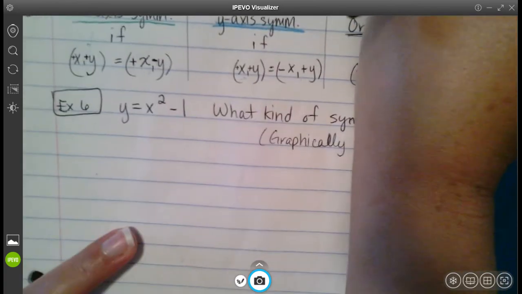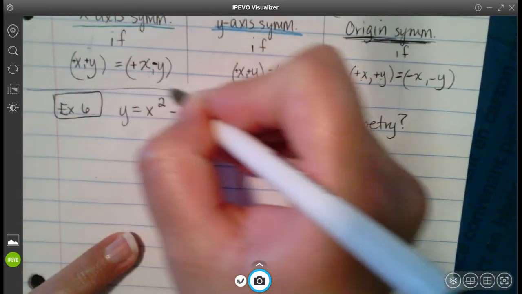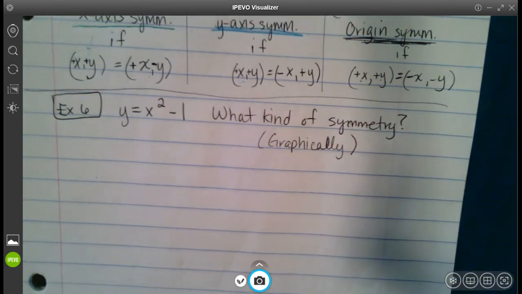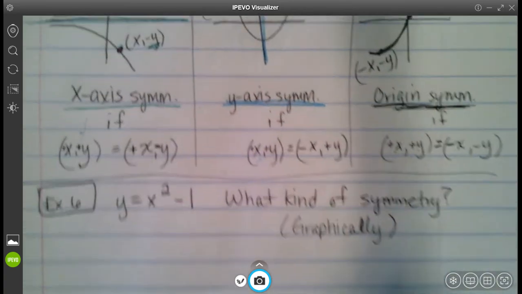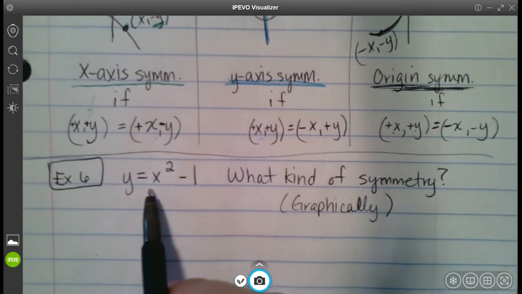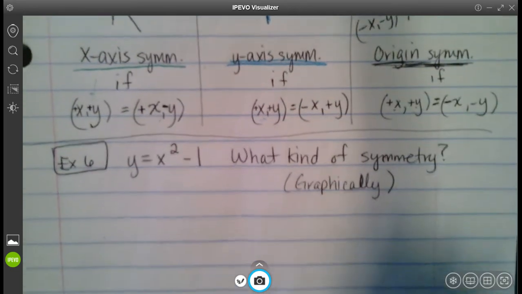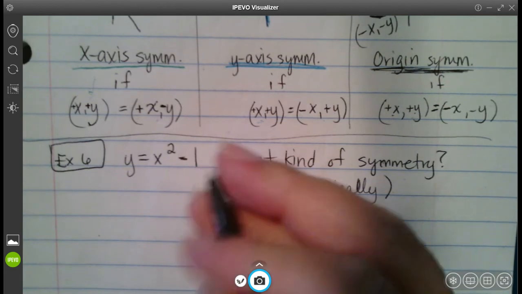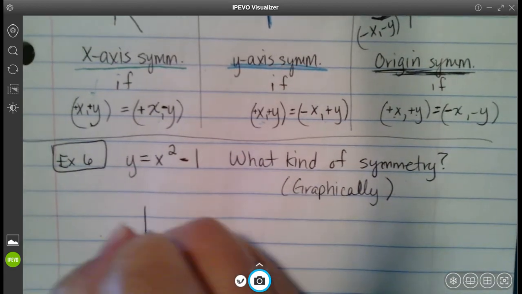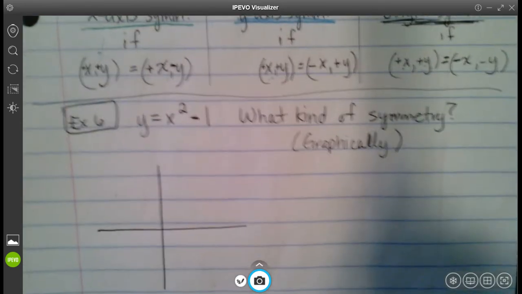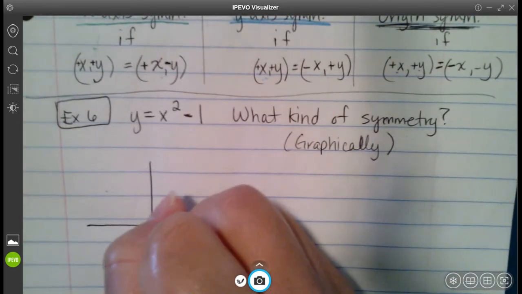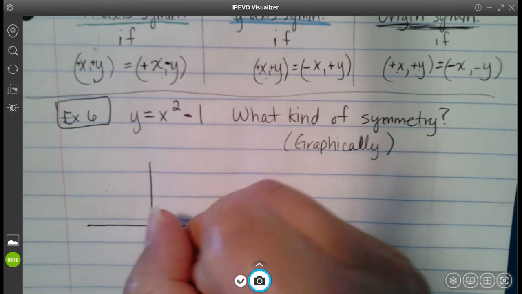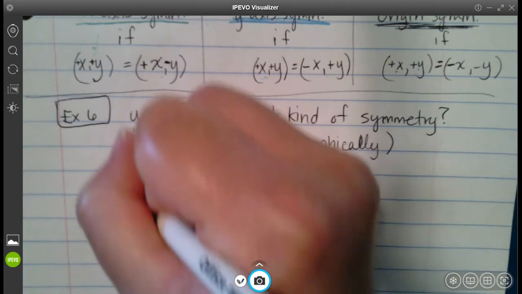All right. So let's go ahead and start with an example. This is example number 6. It says y equals x squared minus 1. What kind of symmetry? And I went ahead and put here in parentheses, this is just graphically. So we're going to start off with something kind of easy. We know that this is a parabola. Okay, you do have to know a little bit of background here. And the minus 1 just means that it's going to start at negative 1. So this graph has a y-intercept at negative 1. Okay, and then it kind of just goes up like this.